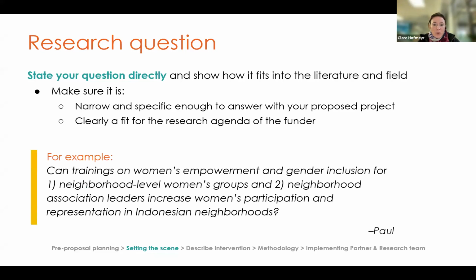So if you click to the next point, again, taking from Eitan's proposal, his research question is, can trainings on women's empowerment and gender inclusion for, first of all, neighborhood level women's groups, and second of all, neighborhood association leaders, increase women's participation and representation in Indonesian neighborhoods? I think that's nice and clear, what's being tried to achieve, and sort of concisely saying what the question is.